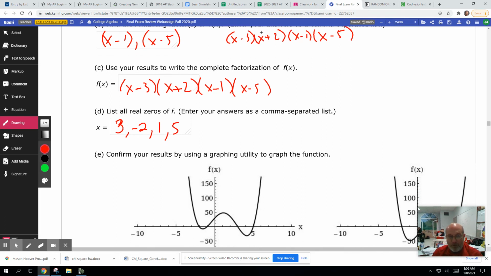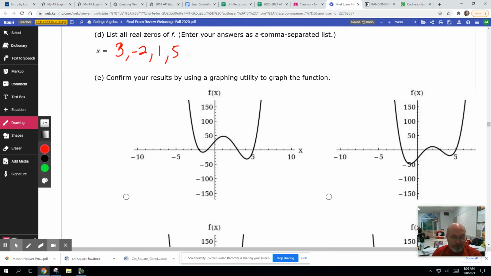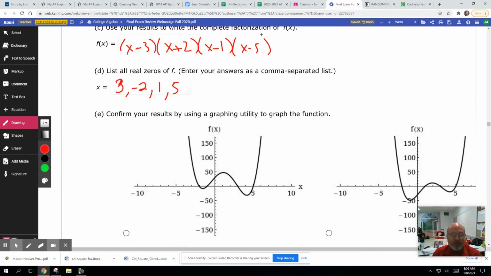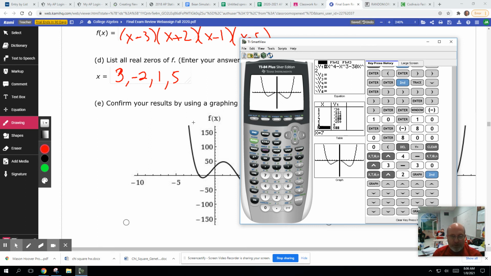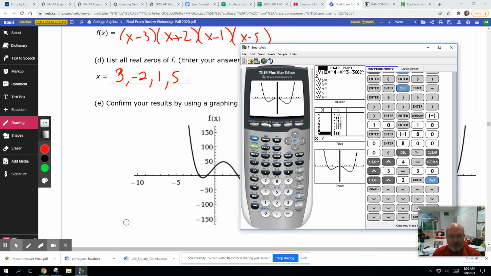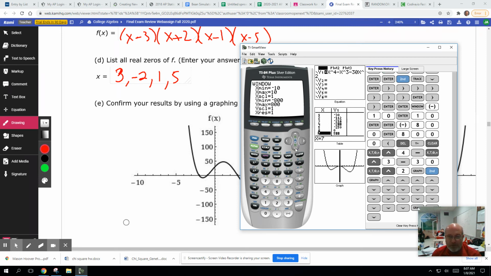We can confirm our results by using a graphing utility. Remember, that's a calculator. So I'm going to graph this in its factored form. We can do it either way, but since we have it written right here in factored form, I'm going to graph this in factored form. I'm also going to change the window to match what they have. They have the x's going from negative 10 to 10 and the y's going from negative, looks like about 170 to 170.